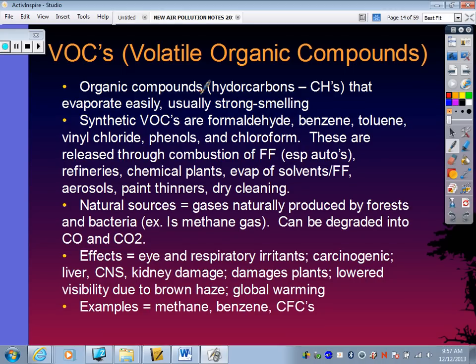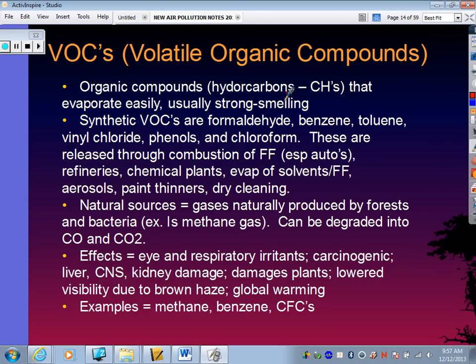Okay, VOC stands for volatile organic compounds. These are going to be mostly hydrocarbons, which I've already told you guys are carbons and hydrogens. Methane is a good example. Methane is just a carbon with 4 hydrogens all around the edge, and I would draw all 4 of them, but it's going to take me a while. They usually evaporate easily.